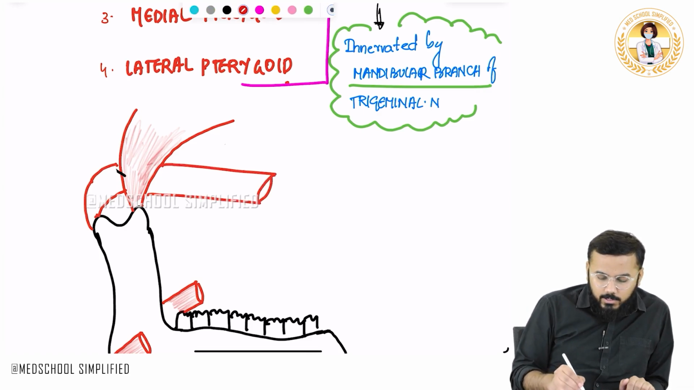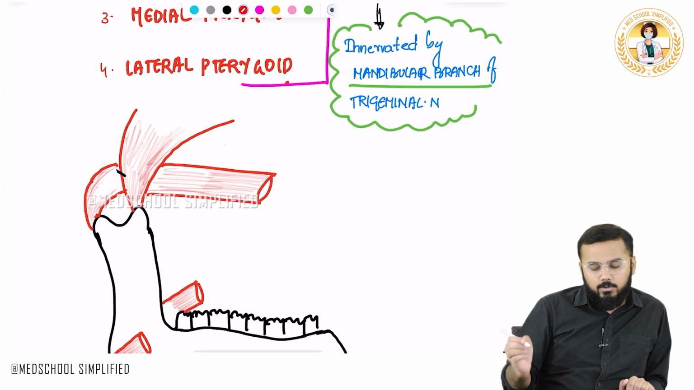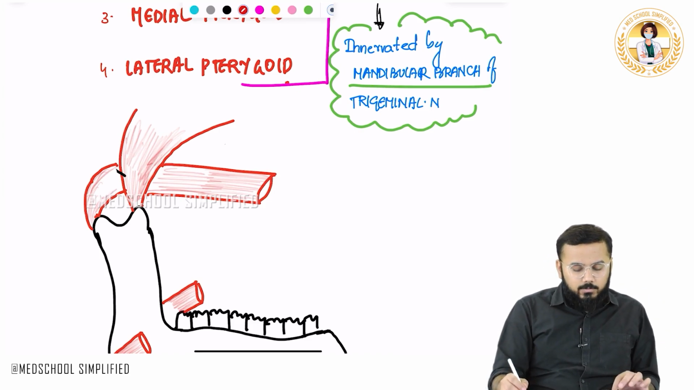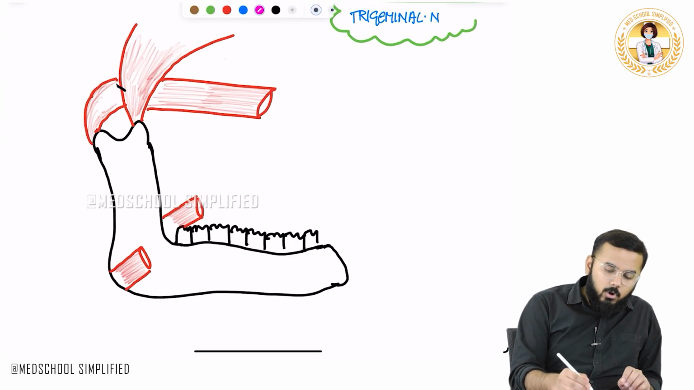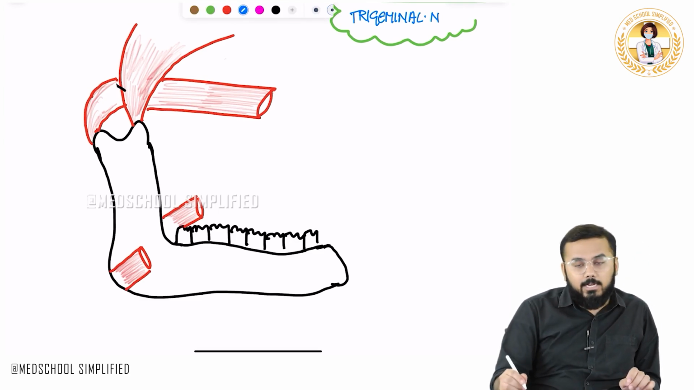You see this muscle over here, right? This muscle is called your lateral pterygoid muscle. One you have is called the medial pterygoid and the other one is the lateral pterygoid. So let us label all these names and then look at the actions of each and every muscle.